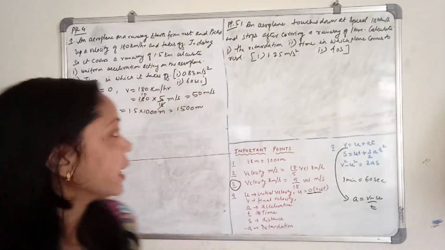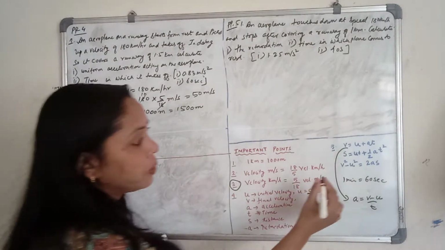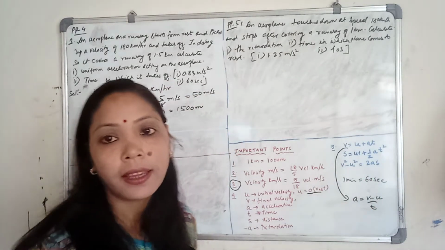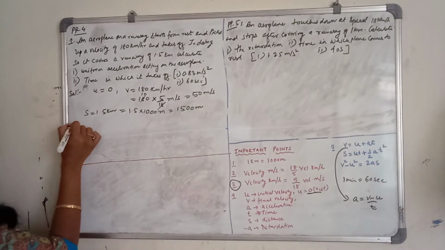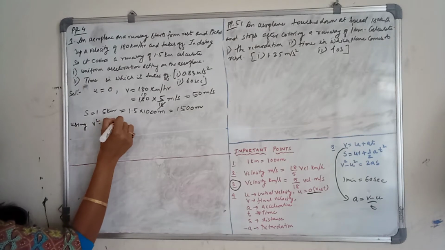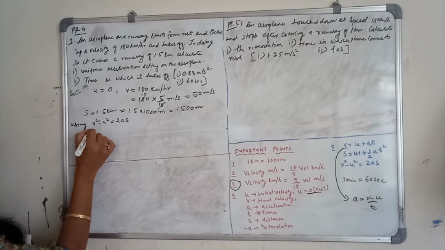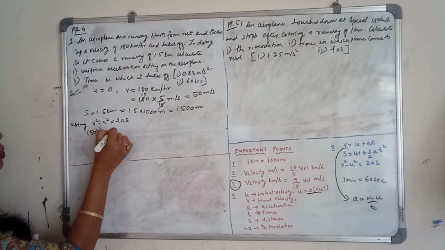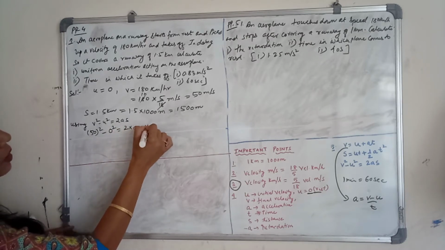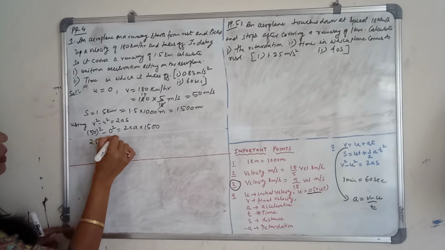Now you have to find the acceleration. You have u, you have v, you have s. So we can use the equation of motion v square minus u square equal to twice a s. So we'll write here using v square minus u square equal to twice a s. Put the values. What is your v? V will be 50 square, u will be 0 square, 2 into a you have to find, s is your 1500.